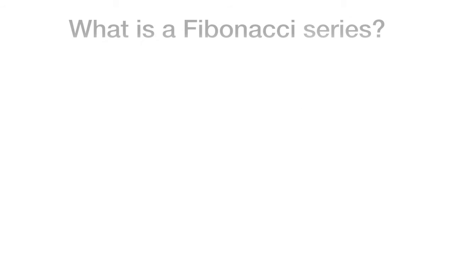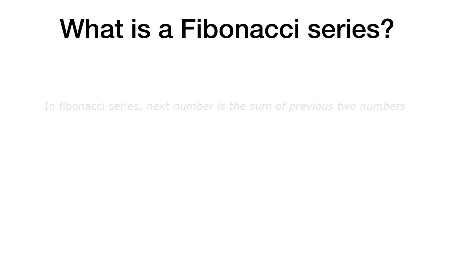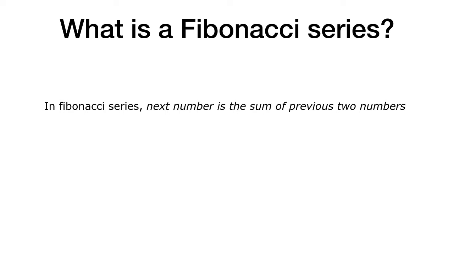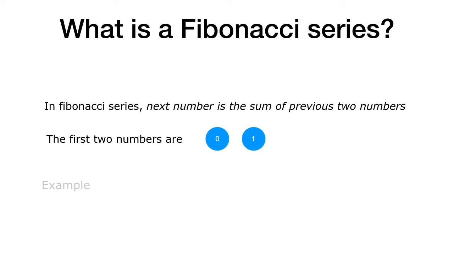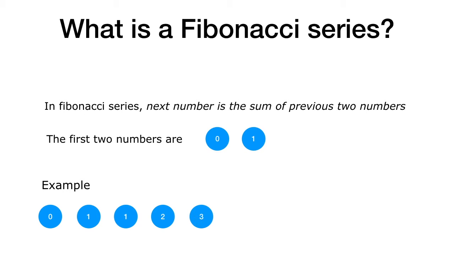So what is a Fibonacci series? It is a series in which the next number is the sum of the previous two numbers. The first two numbers are 0 and 1. Let's look at an example: 0, 1, 1, 2, 3, 5, 8, 13, 21, 34 and so on.